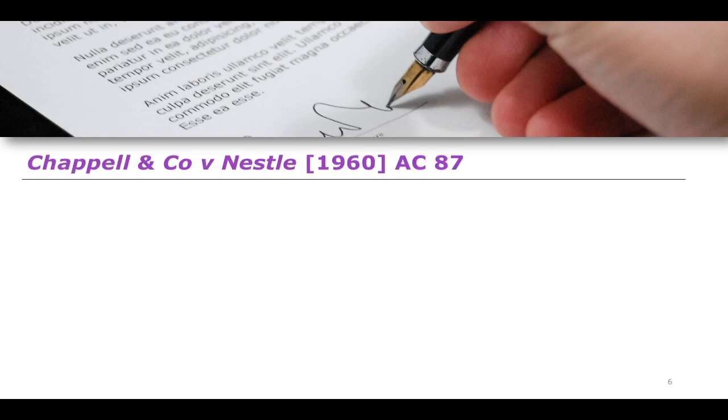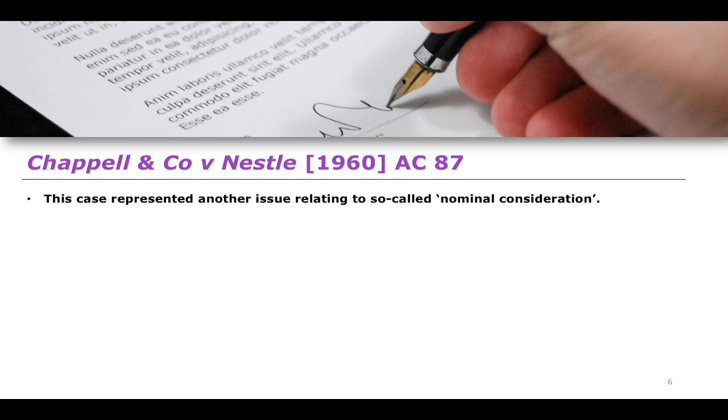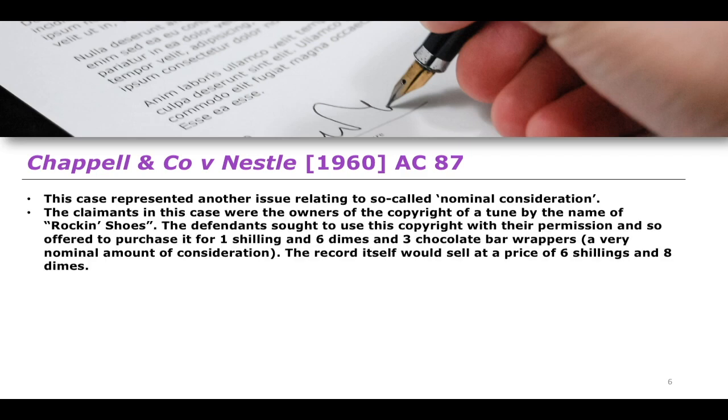Another example of this is the specific case of Chappell and Co. versus Nestle from 1960. It was another case which represented this idea of so-called nominal consideration. The defendants had been the owners of the copyright of a song called Rockin' Shoes, okay? The claimants sought to use this copyright with their permission and so offered to purchase it for 1 shilling and 6 dimes and 3 chocolate bar wrappers, okay?